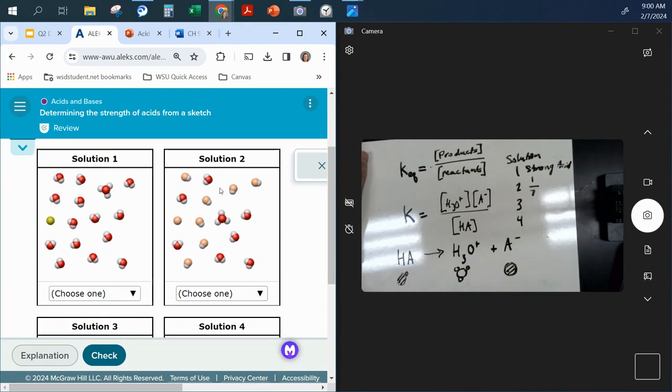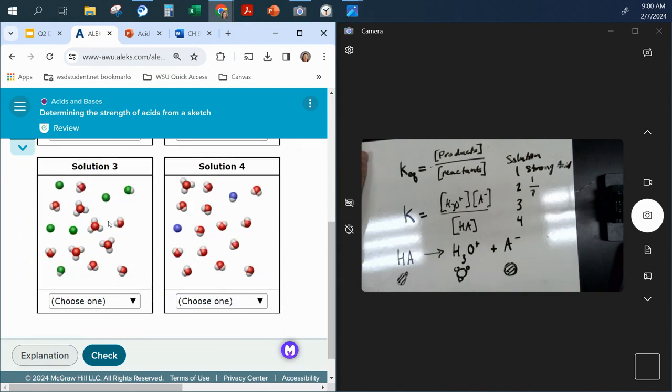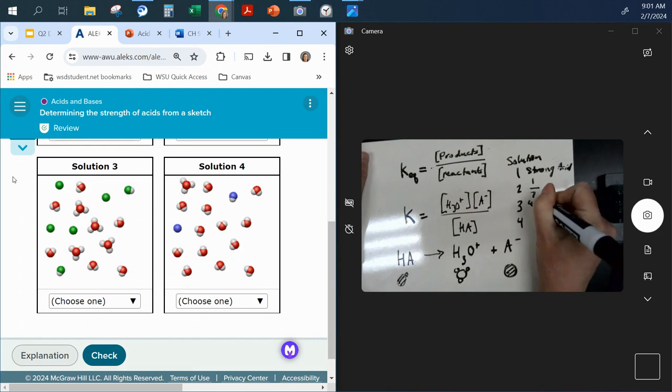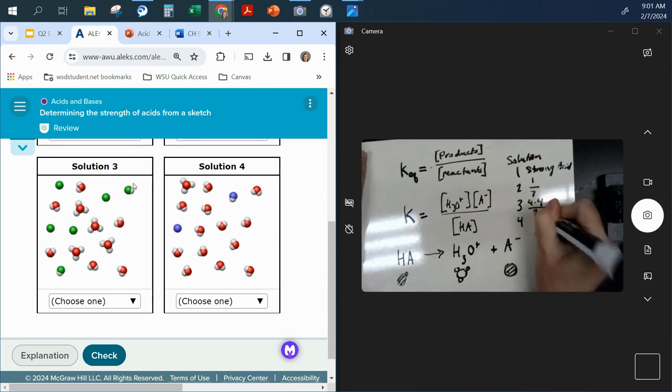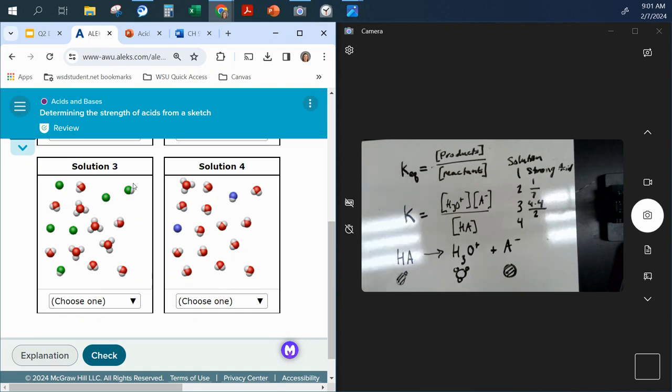Okay, next solution, solution 3. I'm looking for how many hydroniums? 1, 2, 3, 4. And conjugate bases, also 4. Okay, that makes sense, that should be the same number every time. Divided by how many original acids? We just have 1, 2. So a bigger number means stronger acid. So that's what we're going to do: we're going to rank them.